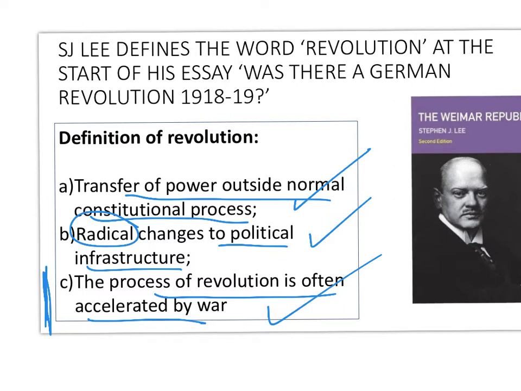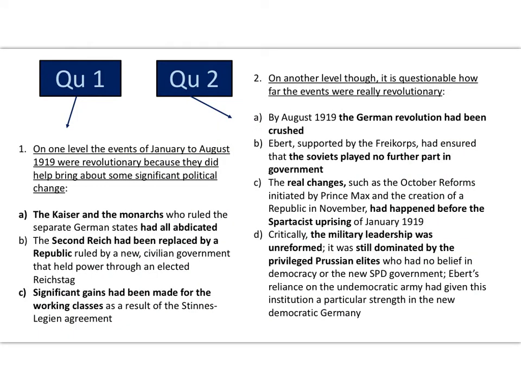But was there a radical change to the political structure? Not really. Yes, the Kaiser has gone, the monarchs have gone, but the civil service and the army continued unchanged. Okay, so that, I suppose, the middle one is where the debate was. Was there a transfer of power outside normal constitutional process? Well, partly. The Kaiser has gone. Okay, that is a big change, but really massive change of power? The Reichstag still continued as normal. Okay, so hopefully you can sort of understand why there's debate.